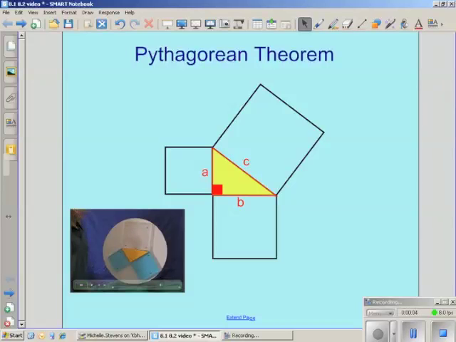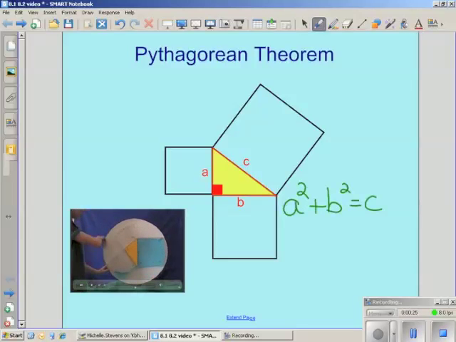In this lesson, we're going to be learning about the Pythagorean Theorem. If a triangle is a right triangle, then the sum of the squares of the lengths of the legs is equal to the square of the length of the hypotenuse. And the hypotenuse is always the longest side of the triangle. That would be displayed as a squared plus b squared is equal to c squared. And if you see the little display at the bottom left, it shows how the Pythagorean Theorem works.